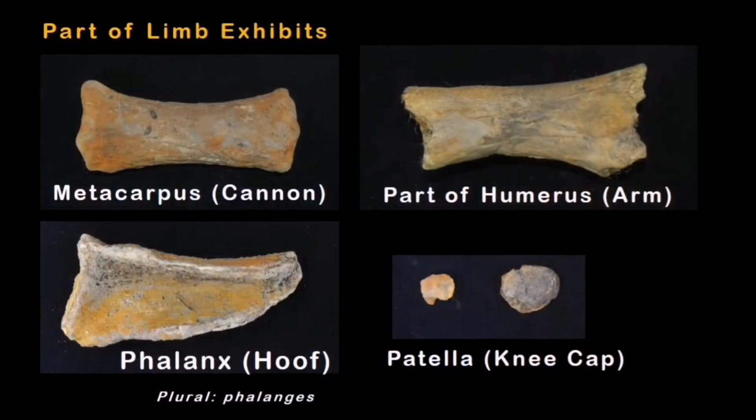Well, in this vlog, I'm focusing more on the limb. So these are some of the limb exhibits: the metacarpus, humerus, phalanx, and patella. The phalanx is actually the digits or the fingers. The patella is the kneecap.